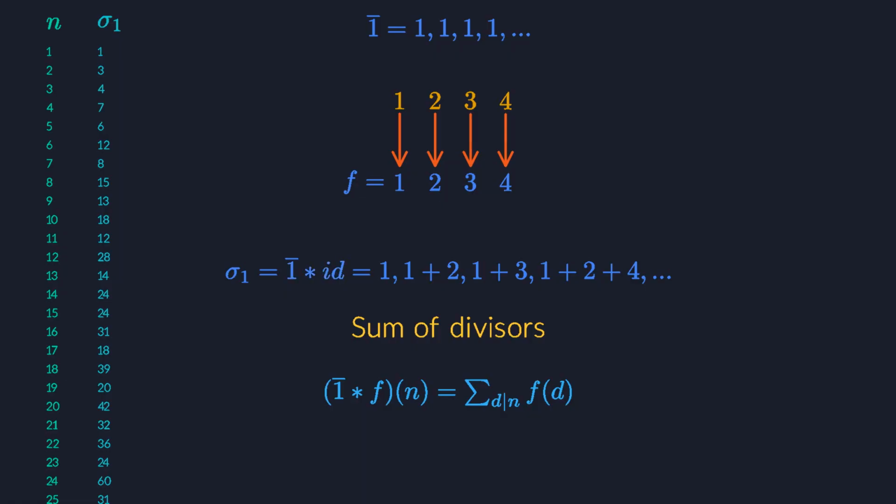And I probably don't have to tell you that the sigma 1 function plays a huge role in number theory. For example, you can use it to define the perfect numbers, whose sigma 1 value is exactly twice the number itself. 6 is an example of a perfect number, and so is 28.